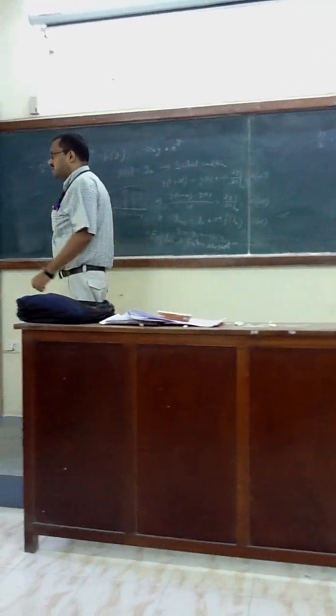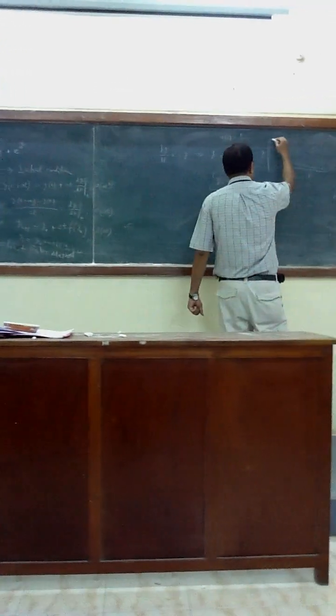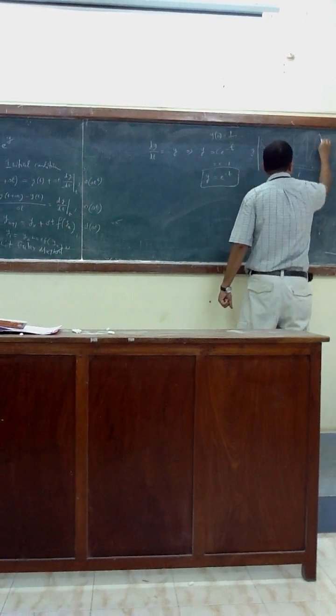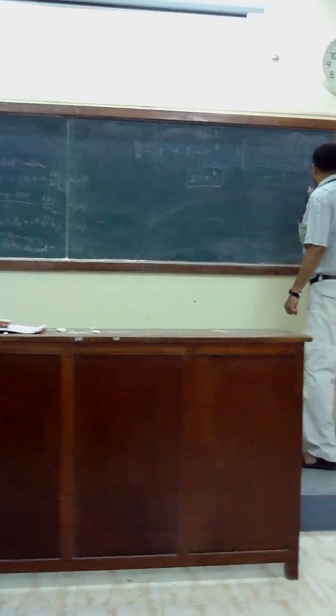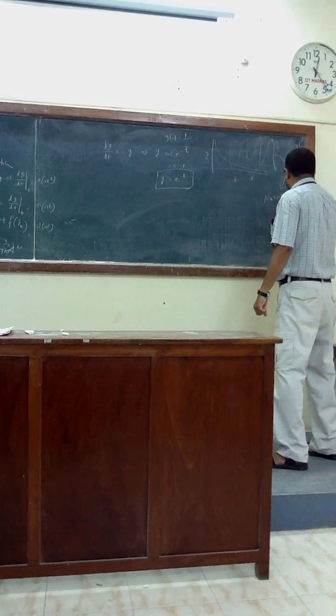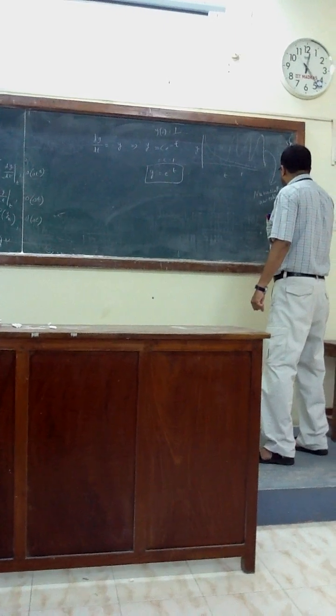Now, what actually happens? If your delta t is too large, your numerical solution may go something like that, and which is called a numerically unstable solution. Numerically unstable solution.